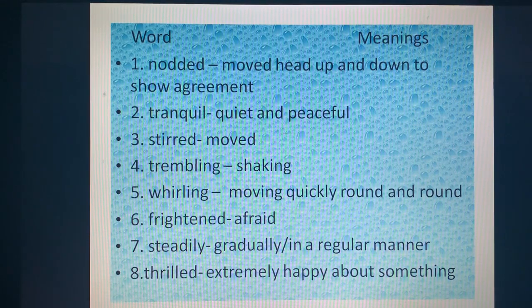Now see, the first word is nodded. Nodded means ऐसे nod करते हो ना, सर झुकाते हो ना. Moved head up and down to show agreement. हाँ या ना करने के लिए आप सर ऊपर नीचे करते हो ना. Tranquil means quiet and peaceful. बिल्कुल चुप शांत.